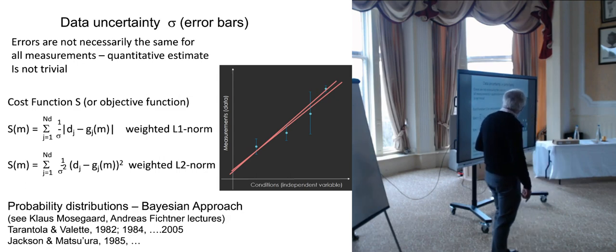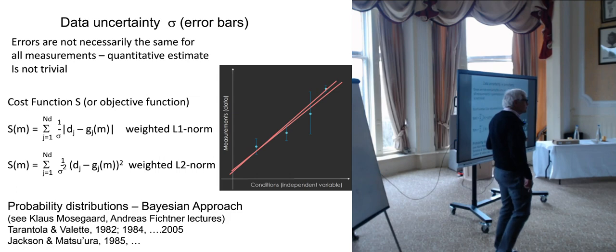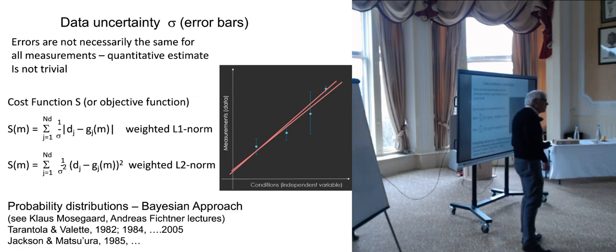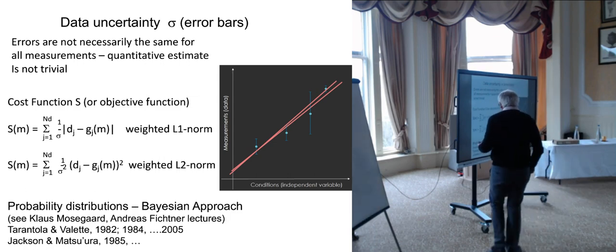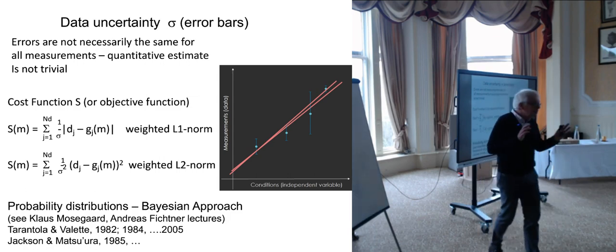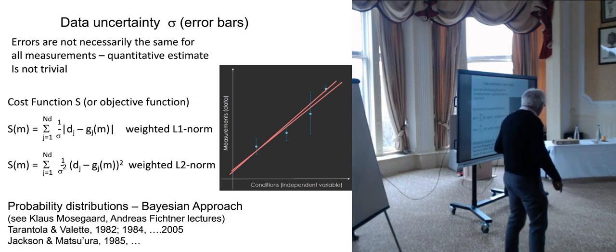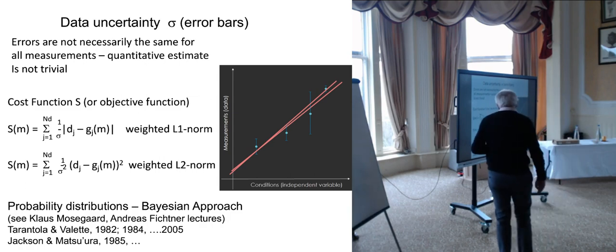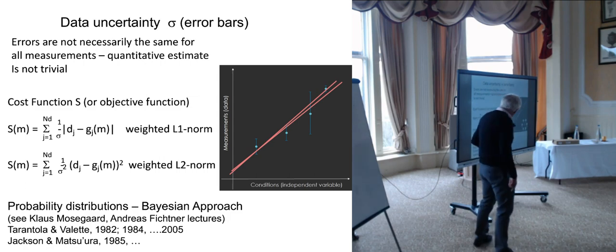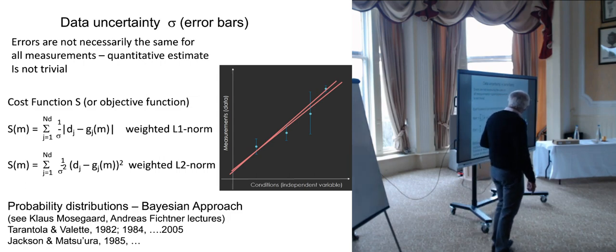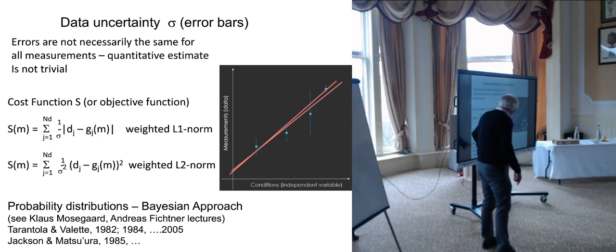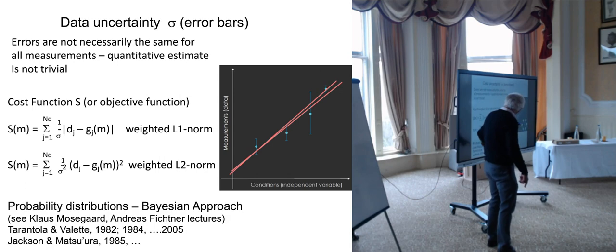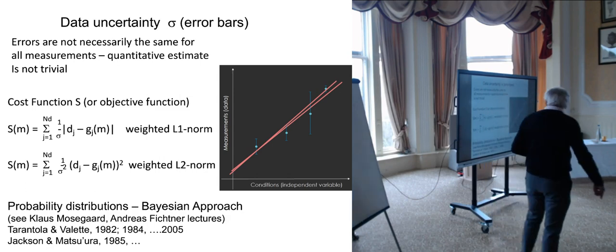Okay, and so when we start to discuss errors and uncertainties, we have to discuss probability distributions and a Bayesian approach. Again, I don't want to detail this Bayesian approach since we have several lectures on this topic by Andreas and Klaus Mosegaard, but again, it was introduced by Albert Tarantola, but also by people in the US, Jackson and Matsu'ura, and so on.